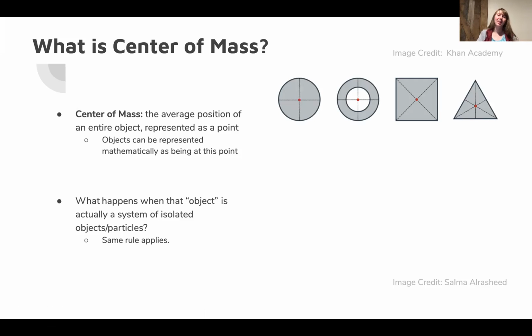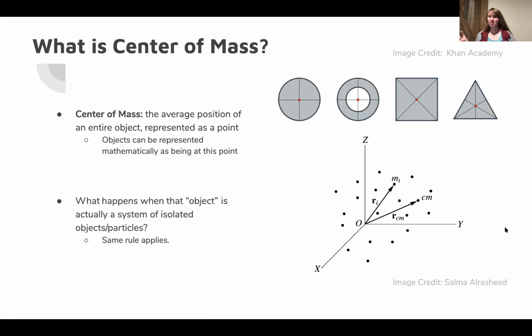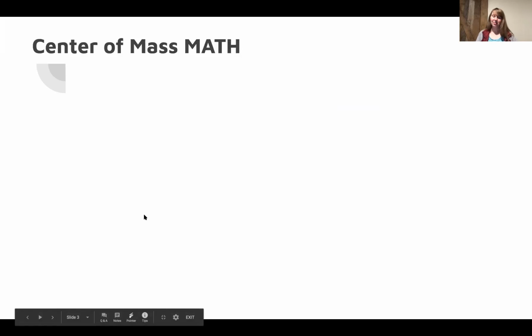That is very convenient. But what happens if the object that we're talking about is actually a system of objects, a system of isolated particles? The same rules apply. I have a diagram here. Basically, let's say you've got a dust cloud floating through space. It's got loads of different dust particles going every which way in that. But that whole dust cloud can be represented by the average positions, the average centers of masses of all of those particles, into one final average center of mass. Let's say you've got a dust cloud floating through space, going in a single direction. That dust cloud can be represented by a single center of mass of the whole cloud. As long as the system is closed, nothing outside of the system is acting on it, it has just one center of mass.